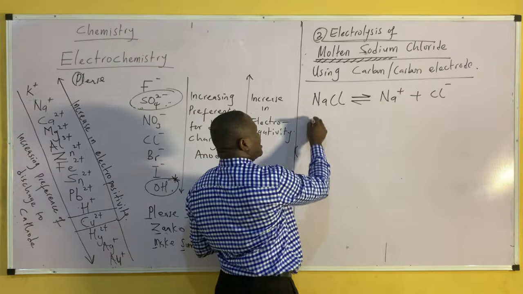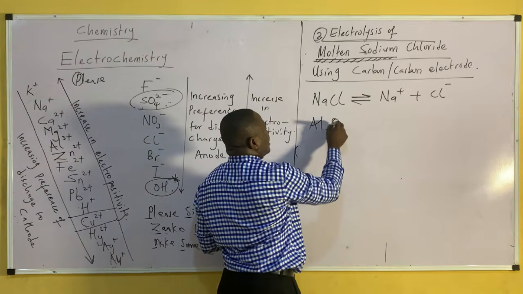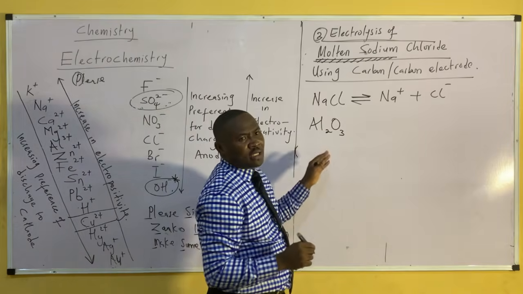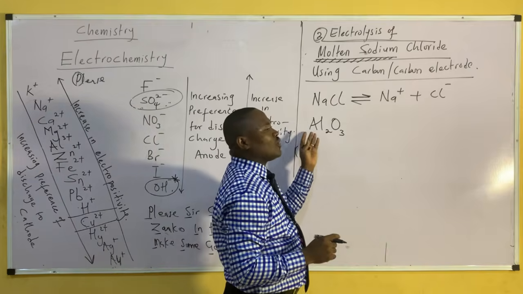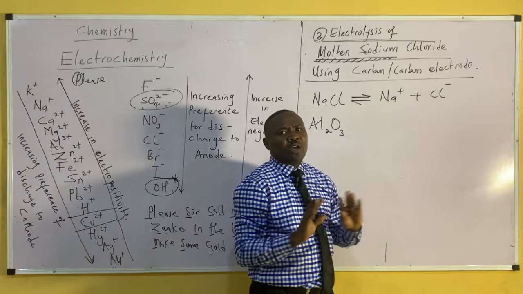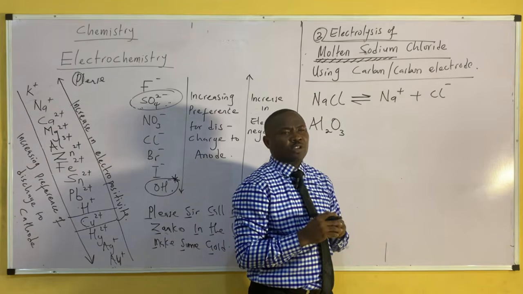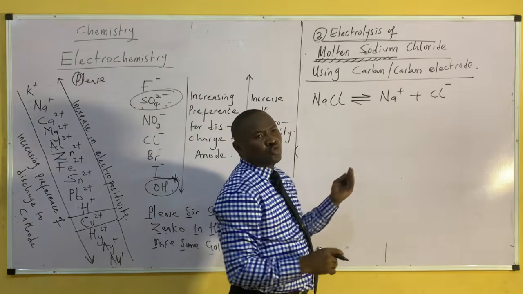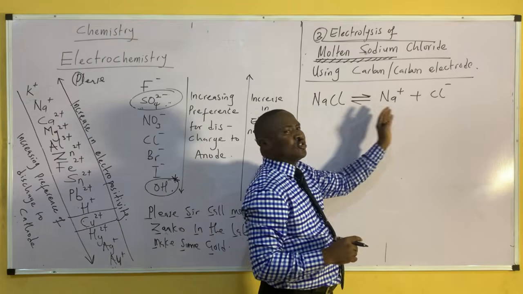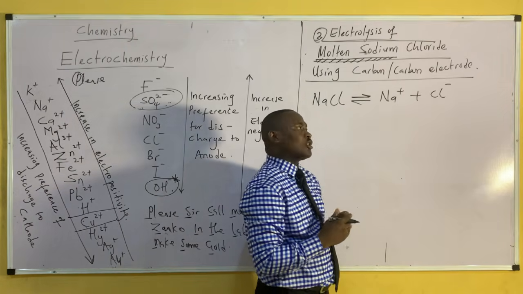Another example is aluminium oxide. Molten aluminium oxide will just dissociate to give you aluminium ions and oxide ions. That's how it works. So when it is in a molten form, you don't include water. You just have the 2 ions that are present in the compound.